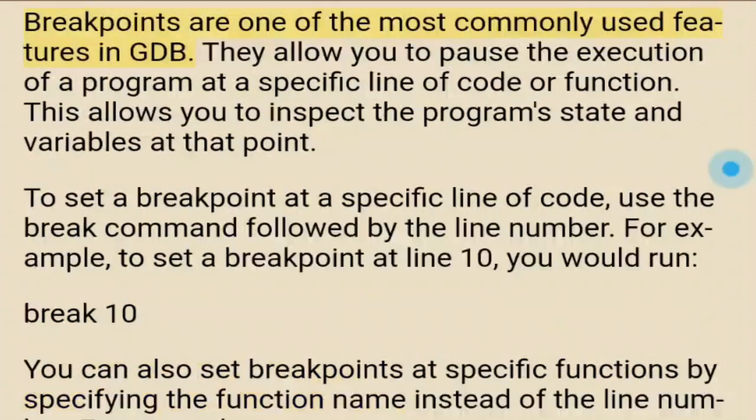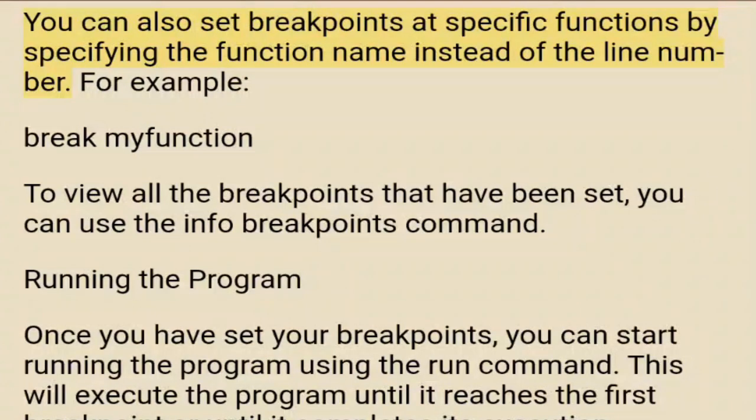Setting breakpoints. Breakpoints are one of the most commonly used features in GDB. They allow you to pause the execution of a program at a specific line of code or function. This allows you to inspect the program's state and variables at that point. To set a breakpoint at a specific line of code, use the break command followed by the line number. For example, to set a breakpoint at line 10, you would run break 10. You can also set breakpoints at specific functions by specifying the function name instead of the line number. For example, break my_function. To view all the breakpoints that have been set, you can use the info breakpoints command.